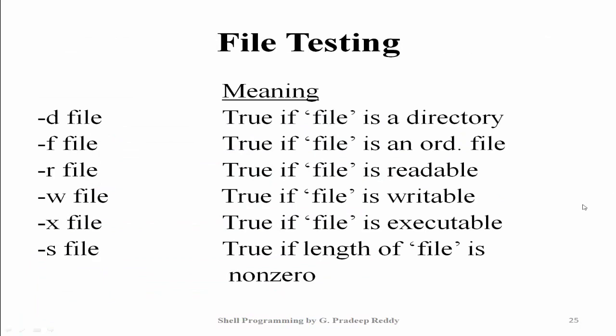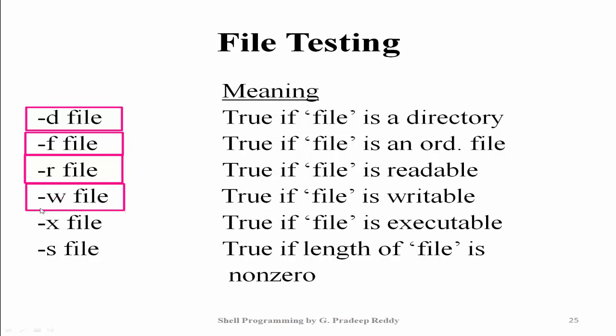Here is file testing. If you are going to read a file, you need to identify whether the file is a directory file. Otherwise you need to identify whether it is a text file, document file, image file, video file, or audio file. Then you have different permissions: the file is readable, otherwise the file is writable, otherwise the file is executable. Then you can check if the file length is non-zero by checking -s.